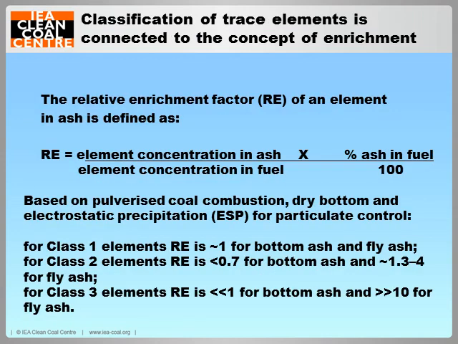Classification of trace elements is connected to the concept of enrichment. The relative enrichment factor of an element in ash is defined as element concentration in ash divided by element concentration in fuel, multiplied by the percentage ash in fuel divided by 100. Based on a pulverized coal combustion system with a dry bottom boiler and electrostatic precipitation for particulate control, for Class 1 elements, the relative enrichment factor is about 1 for bottom ash and fly ash. For Class 2 elements, the relative enrichment factor is less than 0.7 for bottom ash and about 1.3 to 4 for fly ash. For Class 3 elements, relative enrichment is much less than 1 for bottom ash and much more than 10 for fly ash.